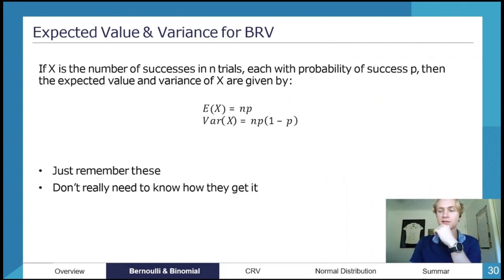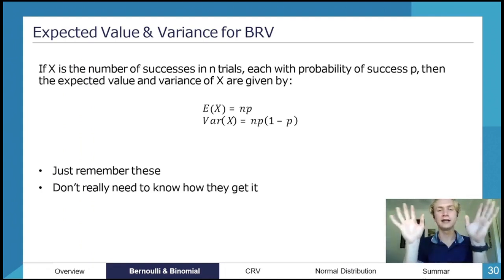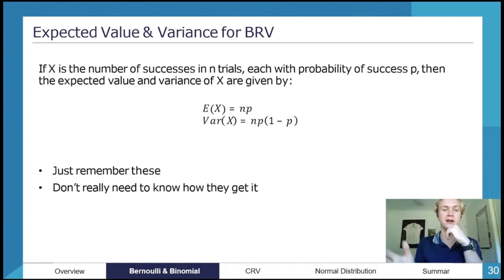Okay, so expected value and variance for binomial random variables. If x is the number of successes in n trials, each with a probability of success p, then the expected value and variance of x are given by these two formulas. And I've forgotten to highlight these. You need to remember how to use them, but you can just get them straight from the data booklet. I will note you do not need to know how to derive these or memorize these. These are on the data booklet.